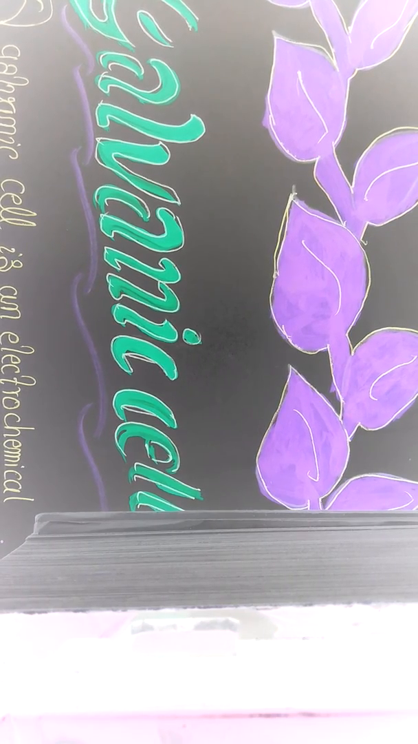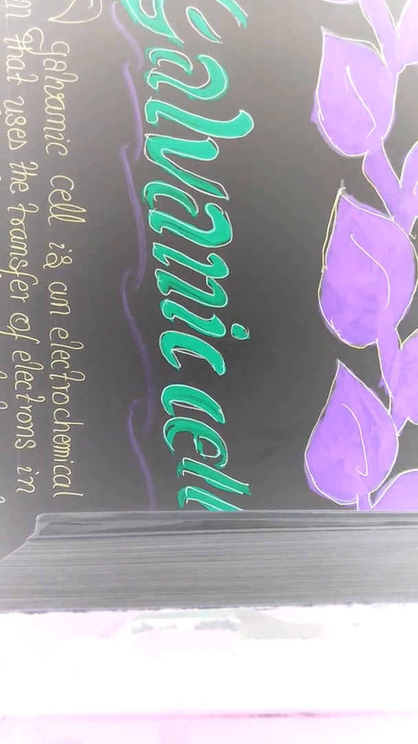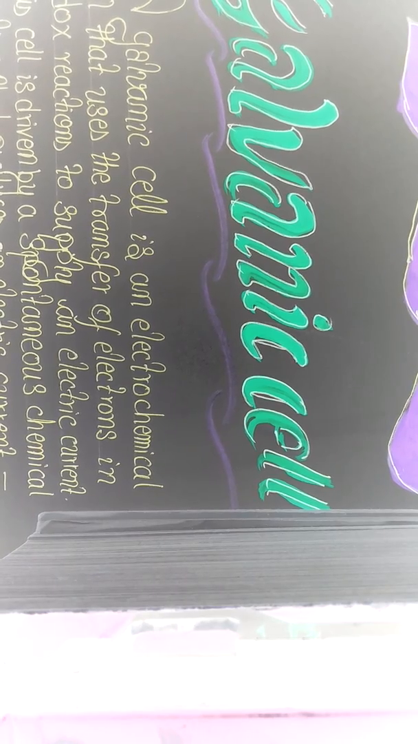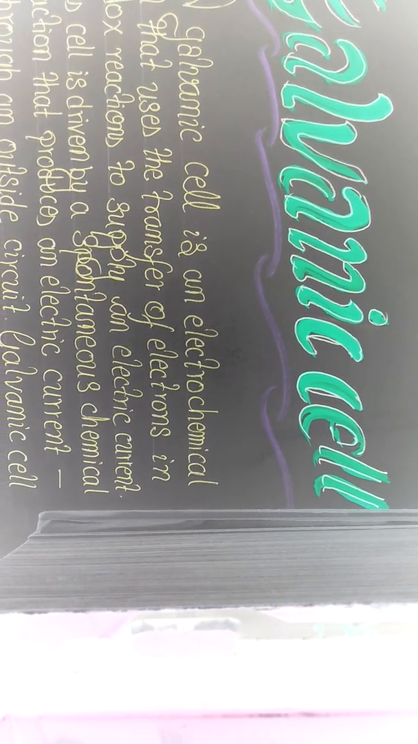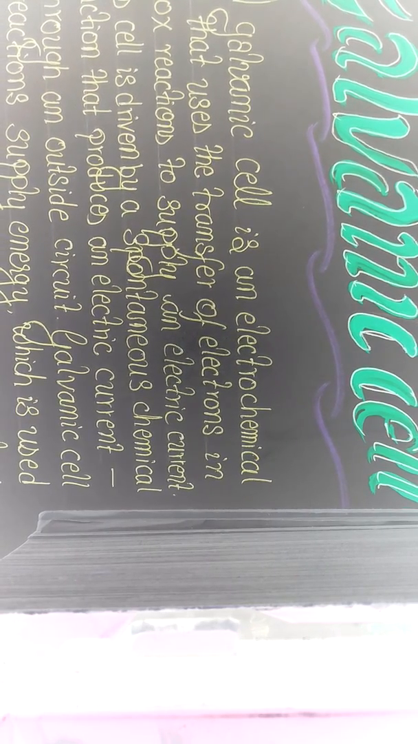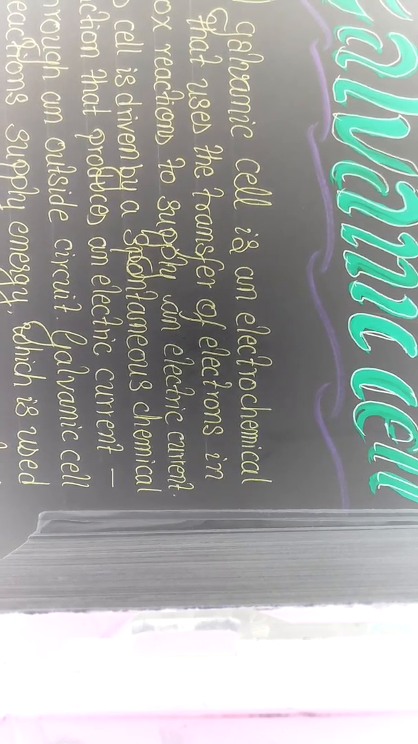A galvanic cell is an electrochemical cell that uses the transfer of electrons in redox reactions to supply an electric circuit. This cell is driven by a spontaneous chemical reaction that provides an electric current through an outside circuit. Galvanic cell reactions supply energy which is used to perform work. For this reason, galvanic cells are commonly used in batteries also. In a cell phone there is a battery, and the battery is made up of galvanic cells.